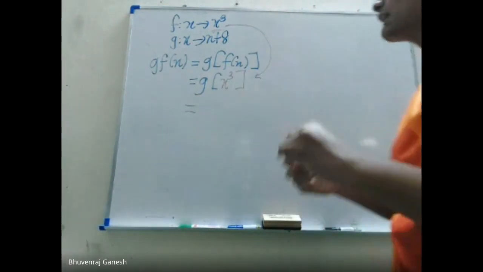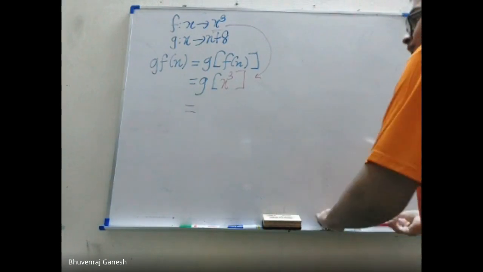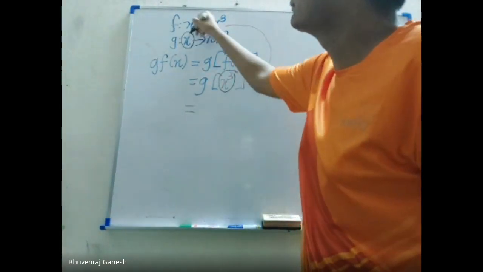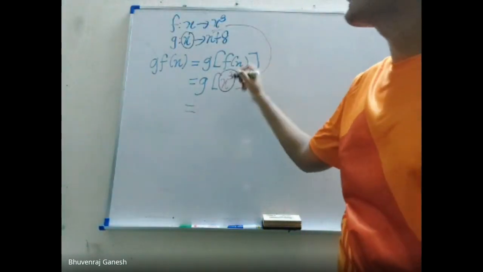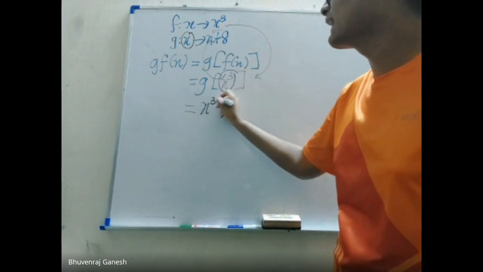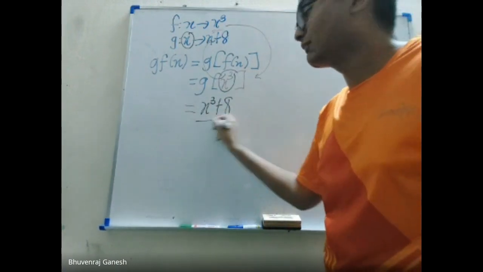And this is when the magic happens. So you see g(x cubed). x cubed is going to be your x. So I'm going to substitute this x cubed into the x here. So you're going to get x cubed plus 8. And that was the answer just now.